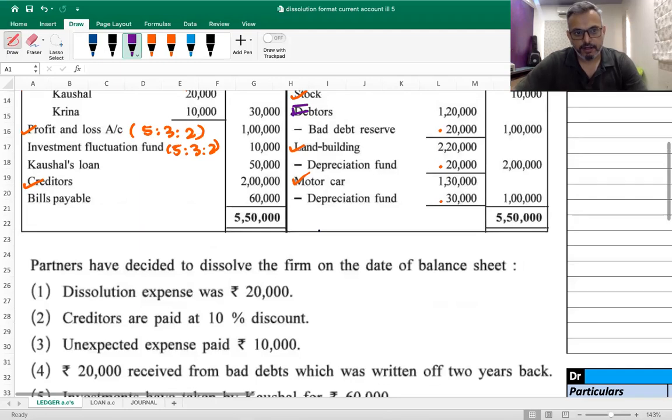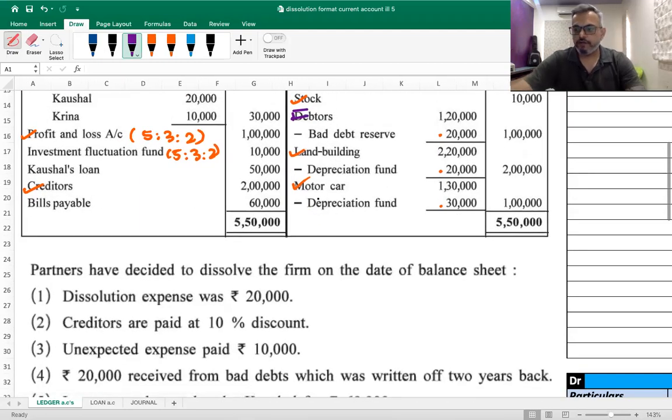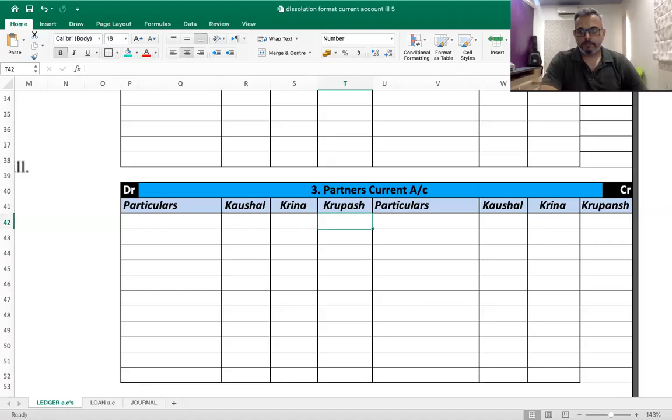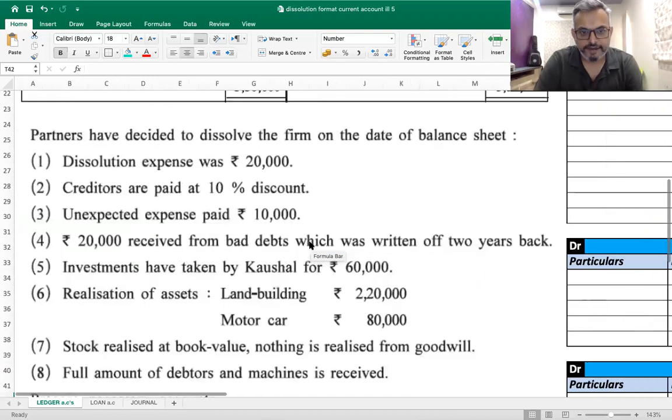Prepare necessary accounts. Now we have Kaushal's loan over here. So for Kaushal's loan, in the textbook solution it is given that you make Kaushal's loan account and pay him off. Okay. Alternatively, you may also transfer this to his current account. So right now we follow the textbook. We prepare Kaushal's loan account and that amount we transfer over there. Go through the sum once again and then let's start doing it. Okay, now let's start with the sum.